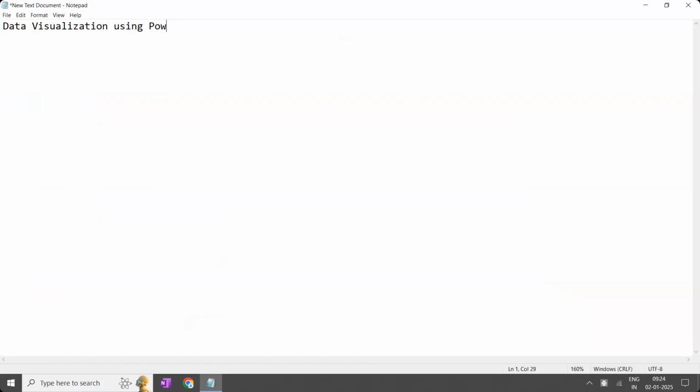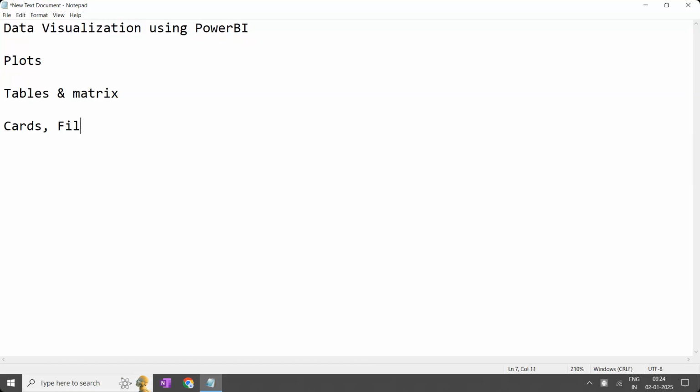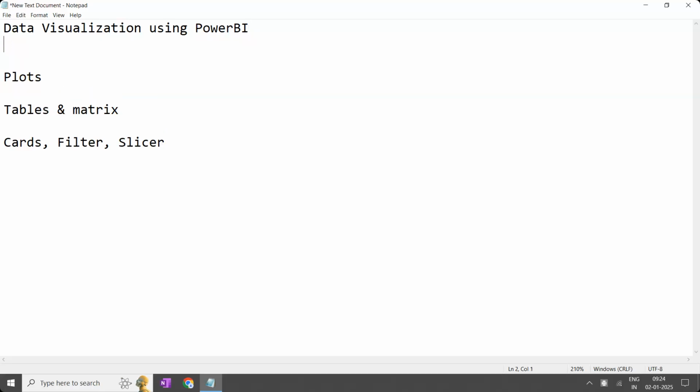First we completed a few plots, and discussed all the types of plots that are available. From there we discussed tables and matrices, and then cards, filters, and along with that slicers. These are the things we have covered till now within Power BI: various types of plots, tables, matrices and so on. Now in today's class, we are going to discuss the next concept.